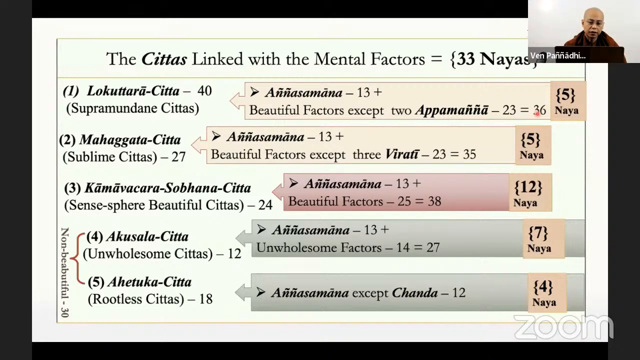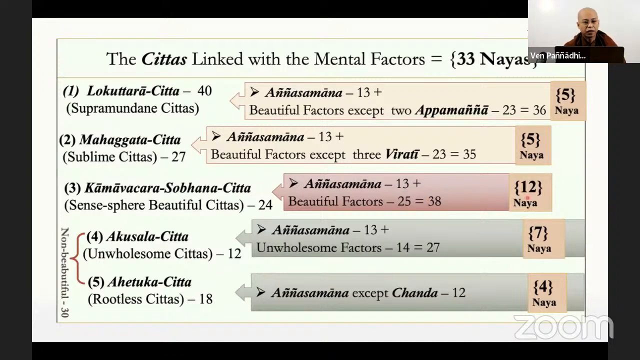And for the Mahaggata Citta, sublime consciousness, instead of Appamanna, which are exceptions, it becomes 35. Then for Kamavacara Sobhana, we will count the largest number. With all the beautiful factors, this will be variable in the Mahavipaka and Mahakiriya, because there Virati and Appamanna will be exceptions accordingly. That is why this 38 is referring to Mahakusala. So if you know this, it is easy.